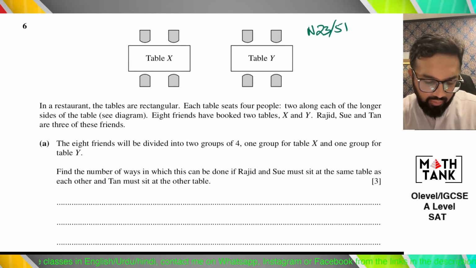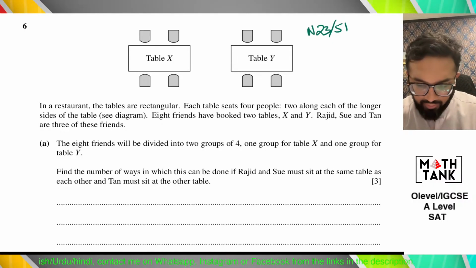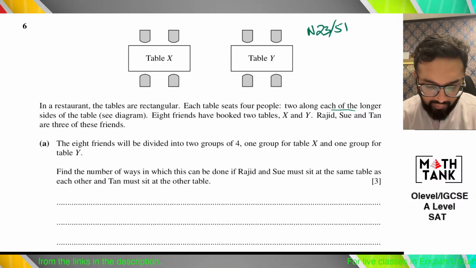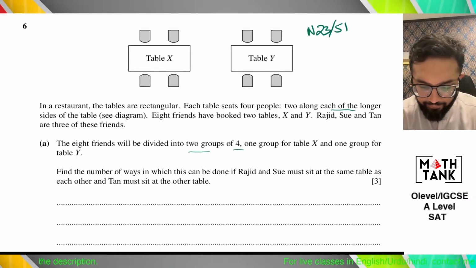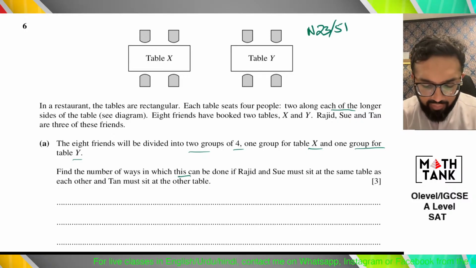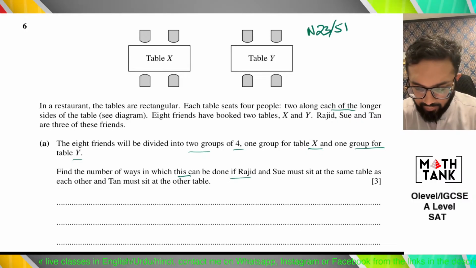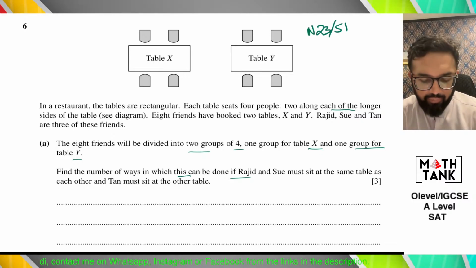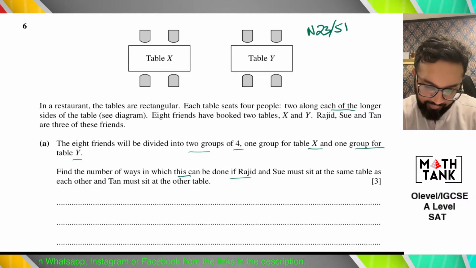Okay, in a restaurant, the tables are rectangular. Each table seats four people, two along each of the longer sides of the table. 8 friends have booked two tables, X and Y. Rajas, Sue, and Tan are three of these friends. The 8 friends will be divided into two groups of four, one group for table X and one group for table Y. Find the number of ways in which this can be done if Rajas and Sue must sit at the same table as each other, and Tan must sit at the other table.